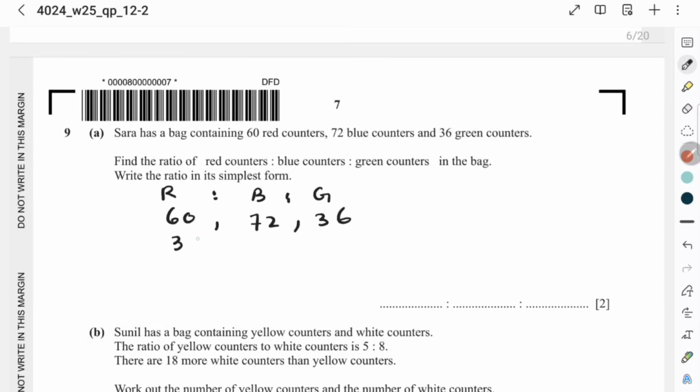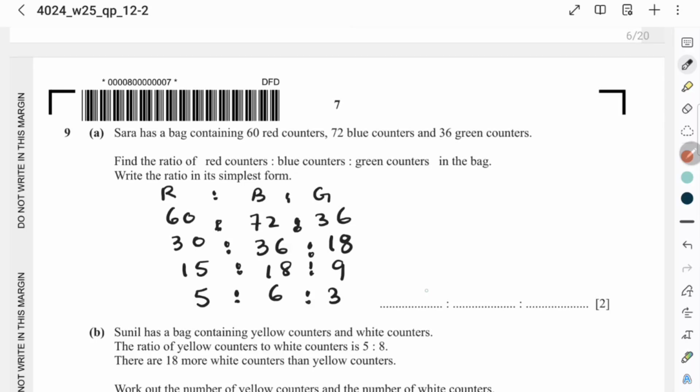I'm trying with 2 times table, 30, 36 and 18. Then I can try with again 2 times table, 15, 18, and 2 9s are 18. Now 3 times table, 3 5s are 15, 3 6s are 18, and 3 3s are 9. You can try with the 15 times table directly if you want, or 3 times table first. It's up to you, but you will get the same answer. 5 is to 6 is to 3.